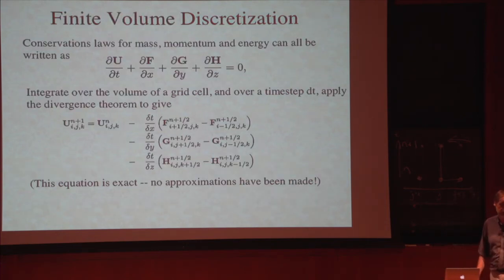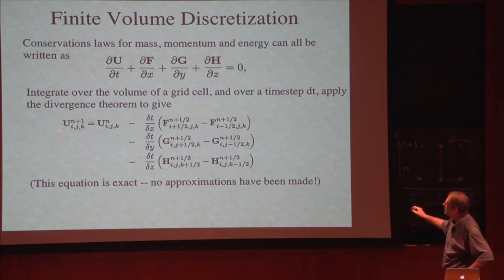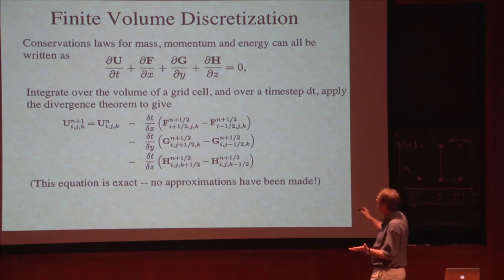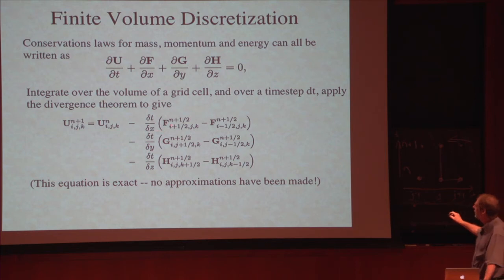So the discretization then is straightforward. We have this hyperbolic conservation law in 3 dimensions: the time rate of change of this vector of conserved quantities U is a flux in the x, flux in the y, and flux in the z directions. You integrate this over the volume of a grid cell and over a time step dt, and apply the divergence theorem. You get that the difference between the volume average quantity U at time level n plus 1 and at time level n is just the difference between the integral of the fluxes on the faces of the cell.